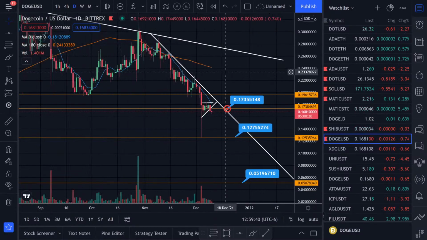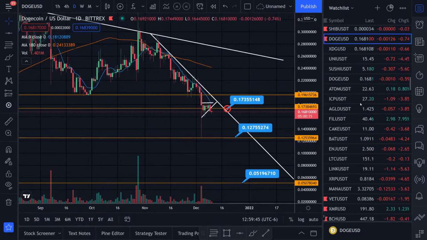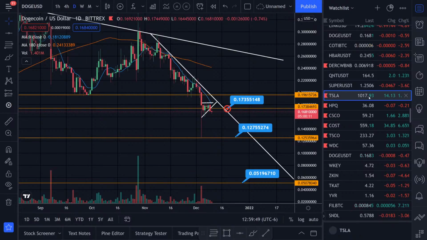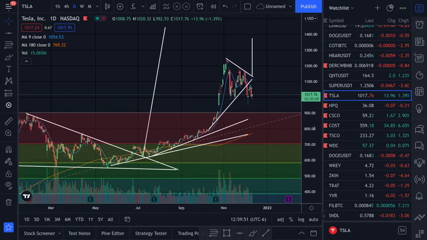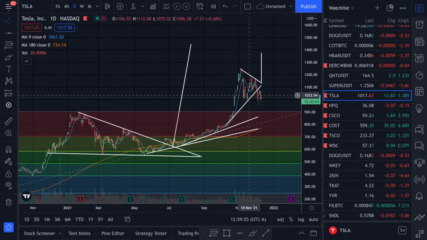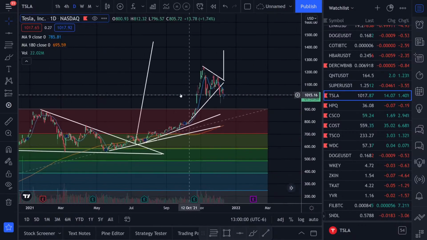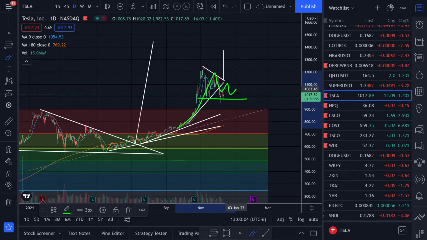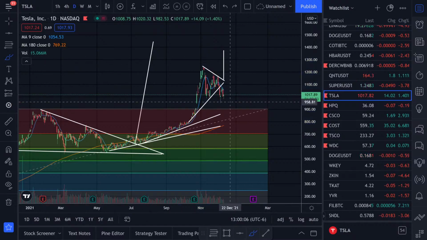But yeah, do you guys have anything else to talk about, or any other coins you're interested in? Let's see what's up with Tesla. Looks like it's trading kind of sideways. There's some support down here. I'm kind of curious if it's going to do something like that, but who knows.